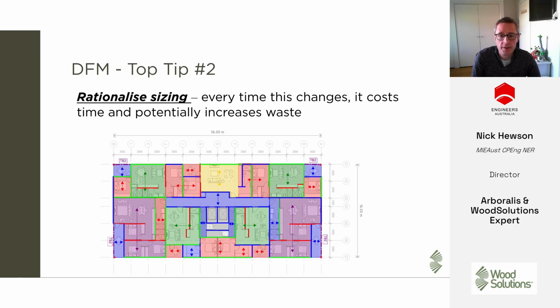Tip number 2, rationalize sizing and thickness. Every time you change the size or thickness of a panel, it costs time. The factory needs to kind of recalibrate machineries, change feedstock.